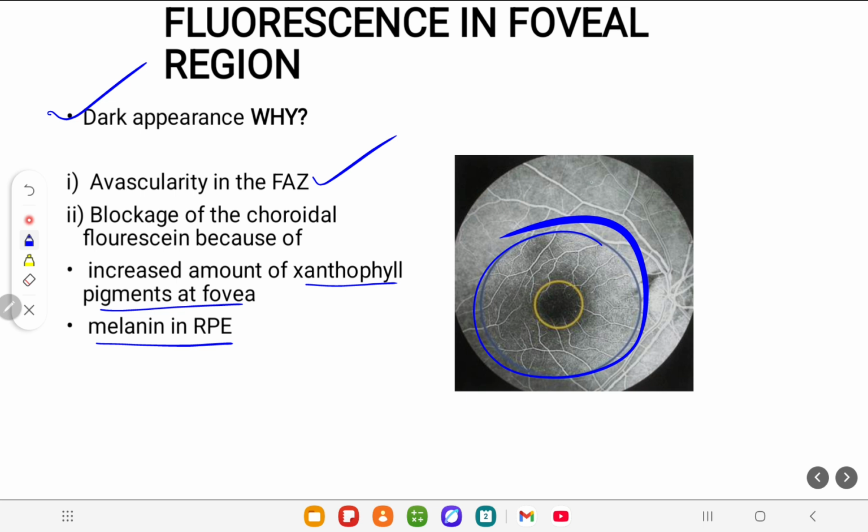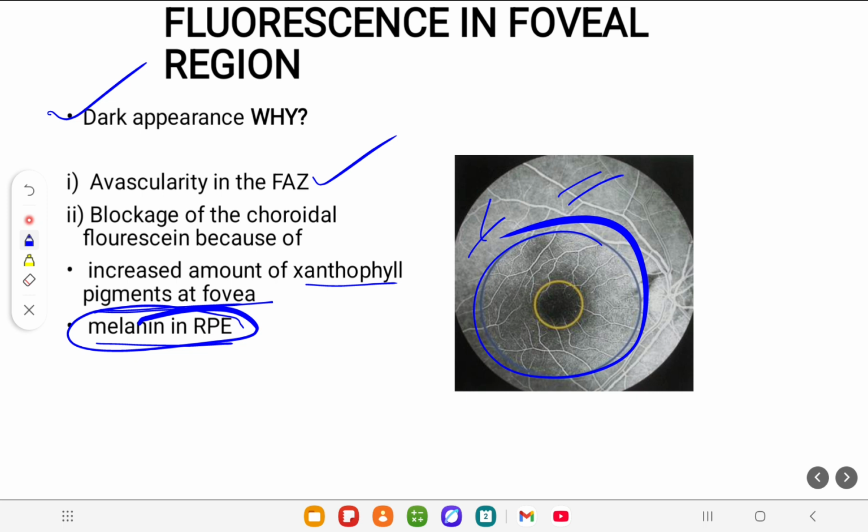So see, outside the periphery of the retina, even though there is no leakage of fluorescein, one can see fluorescence of the choroidal capillary leakage, isn't it? But in the case of the fovea, the melanin pigment in the RPE is high and there is xanthophyll pigment in the foveal region. So those two pigments hinder the posterior fluorescence too. Posterior fluorescence means fluorescence from the choriocapillaries, isn't it? Choriocapillaries are fenestrated, we know it.